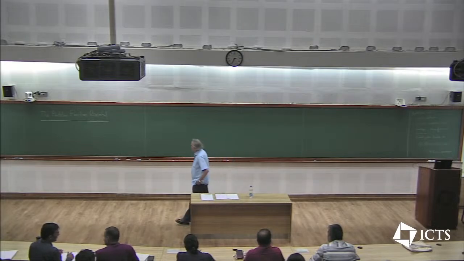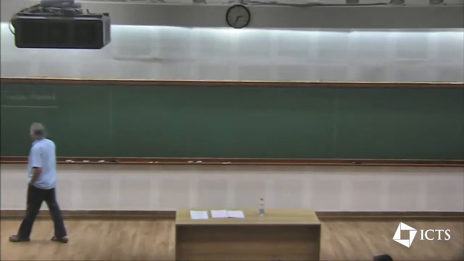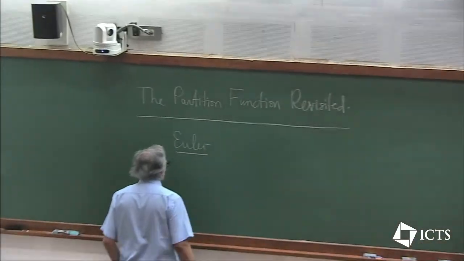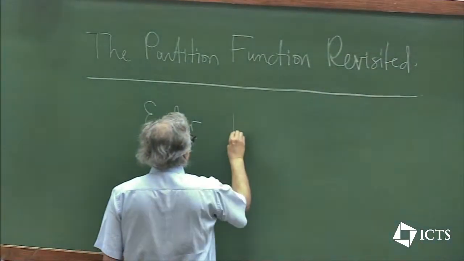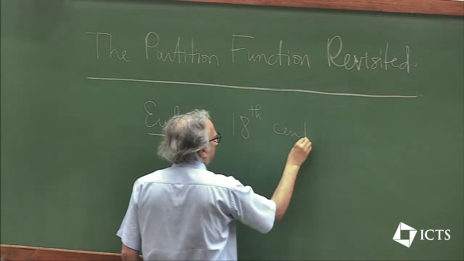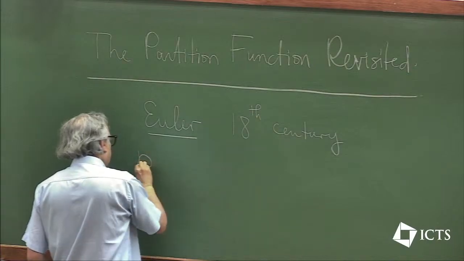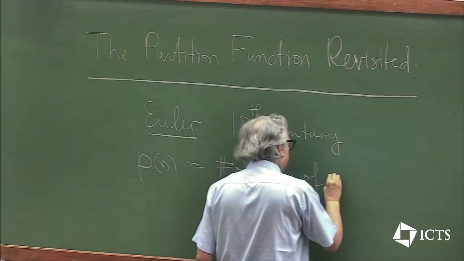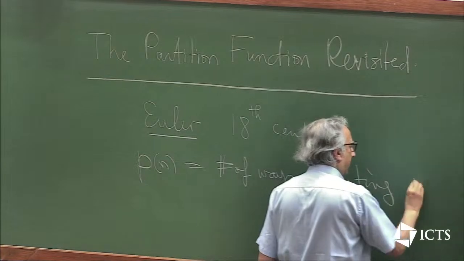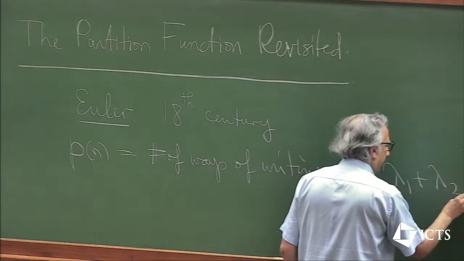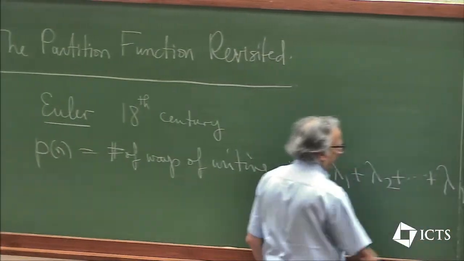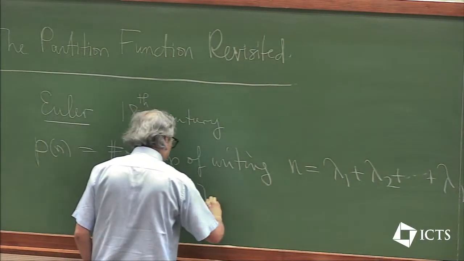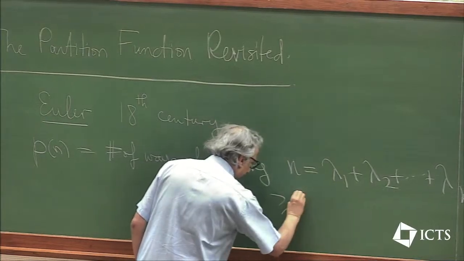So the partition function, of course, has a long and venerable history. Perhaps the first person to have studied it in a serious sort of way is Euler back in the 18th century. So let's first, this was defined already, P of n is the number of ways of writing n as a sum of non-negative numbers, lambda i's, with lambda 1 bigger than or equal to lambda 2, bigger than or equal to dot, dot, dot, bigger than or equal to lambda k.